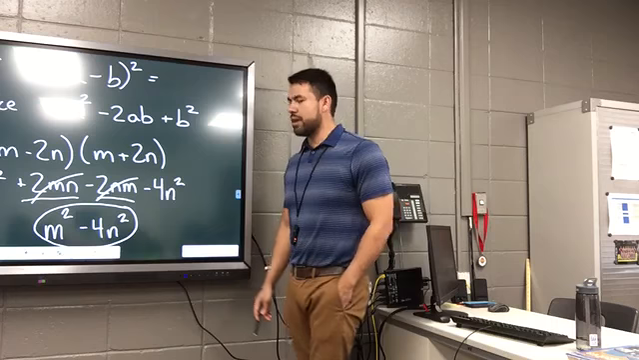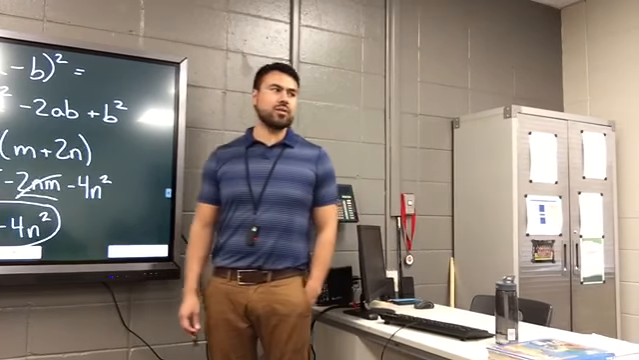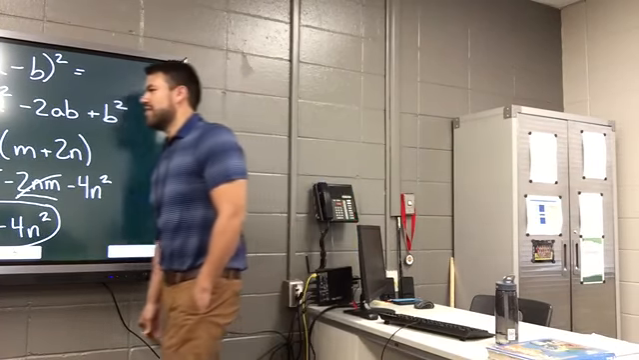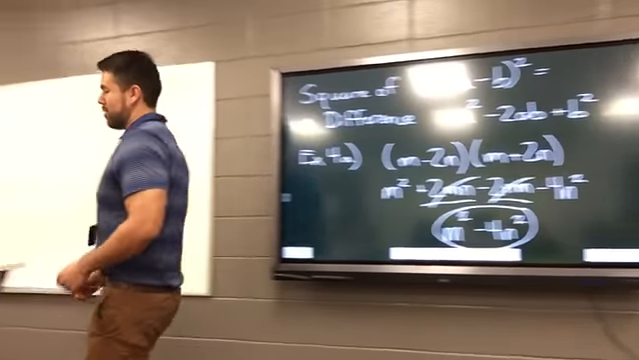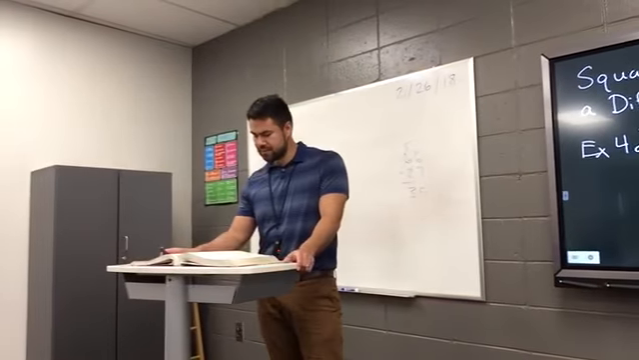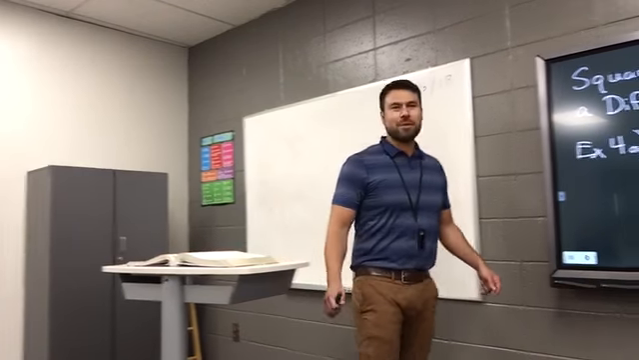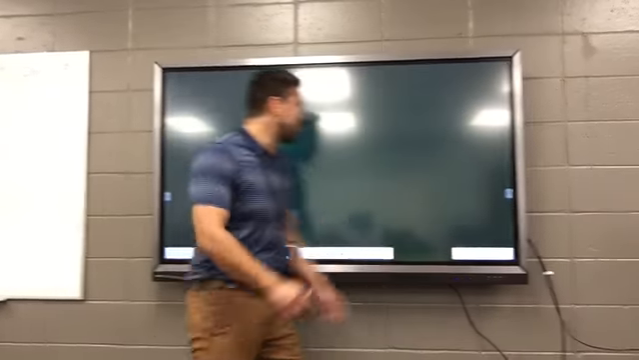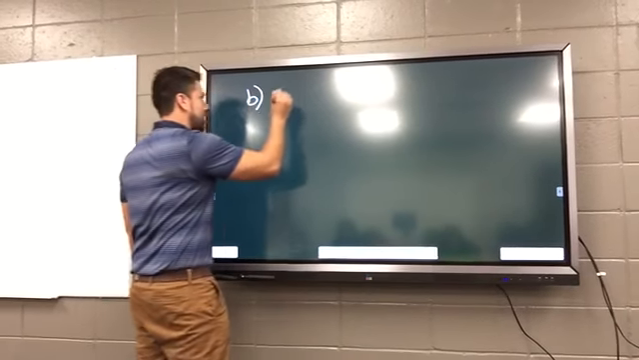You get m squared minus 4n squared. Okay, you guys agree with that? Let's do one more, then we'll find the pattern. Can someone read for me B? Alex, can you read for me B? And I'll write it up here in just a moment.